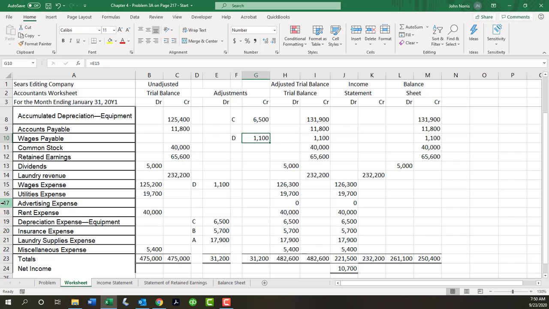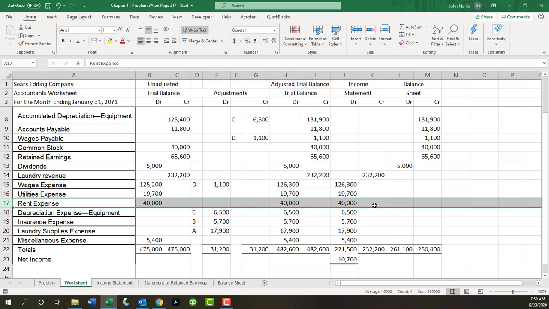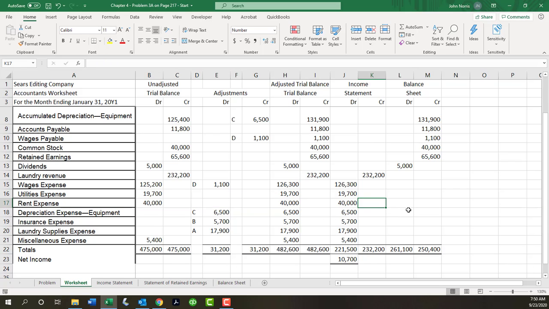And we didn't need this advertising expense. Must belong to a different problem. And in the problem, it gave us a check figure that tells us net income equals 10,700. And sure enough, the difference between the sum of all the credits, the revenues, and the sum of all the debits, the expenses, is 10,700. And that's the difference between the two income statement columns.